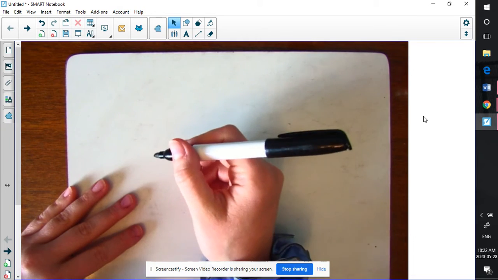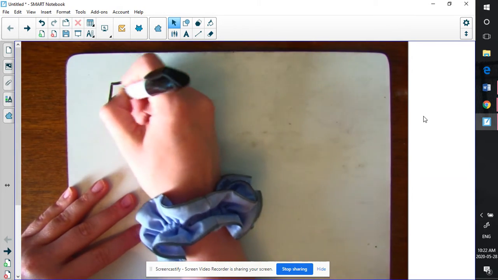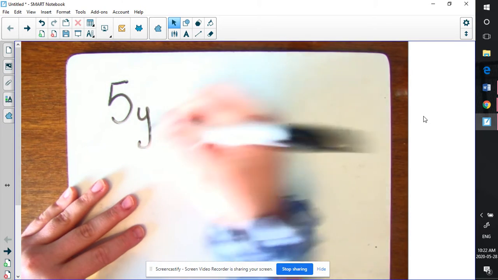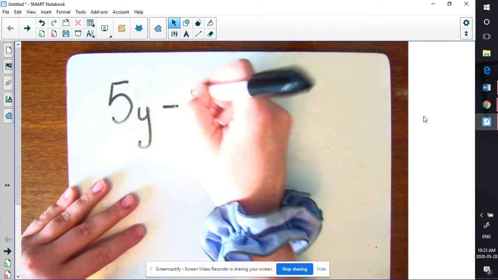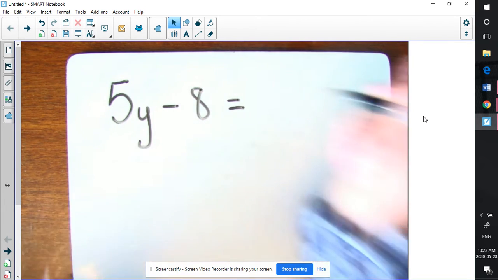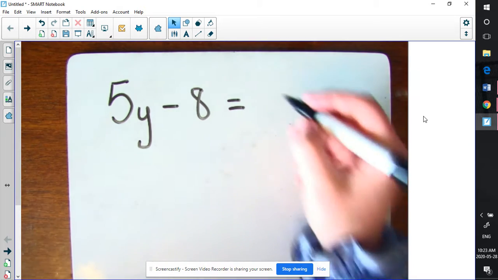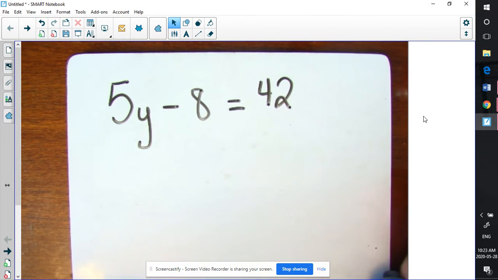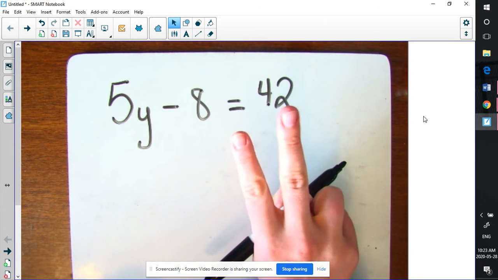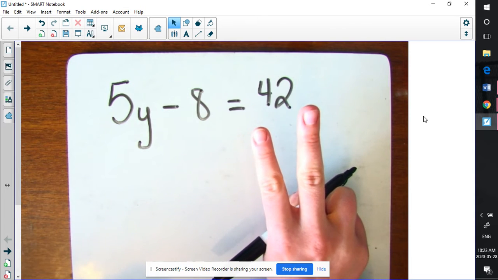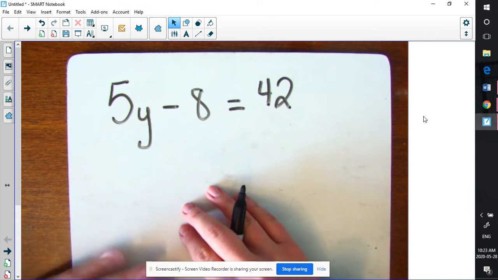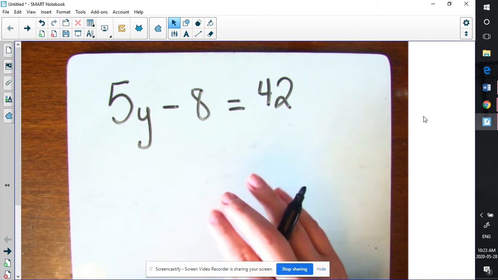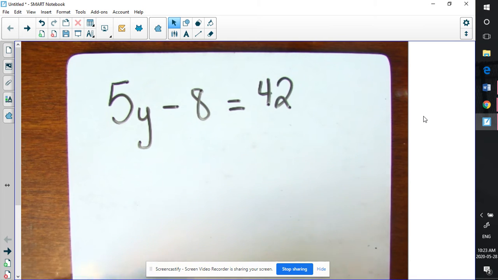Okay, so let's do 5y minus 8 equals 42. 5y minus 8 equals 42. So this is a two-step equation. When we're solving two-step equations, we always start with the plus or the minus, whichever one is in the question. Just a hint, there won't ever be both. There'll just be one. So whichever one's in there is what you're going to start with.